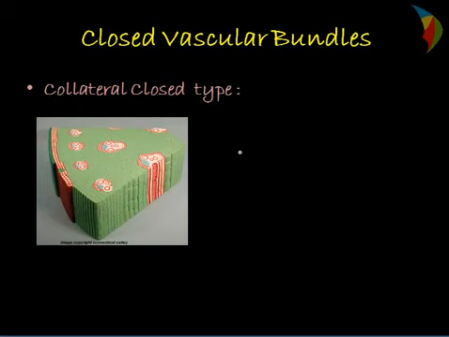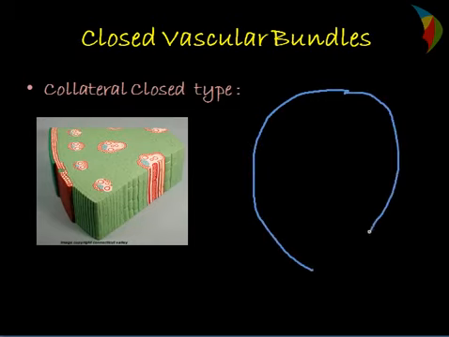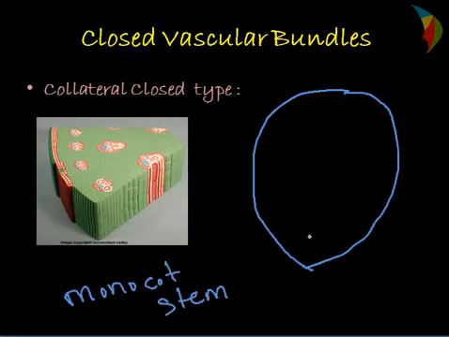The same way, now you can see the collateral type of closed vascular bundle. Earlier also we have seen this closed type of vascular bundle where there is no presence of cambium layer. So the closed type is mostly found in monocots. This is a typical characteristic of a monocot plant, monocot stem, exactly speaking. Here you don't have a cambium layer, this is phloem, and this is the xylem part.